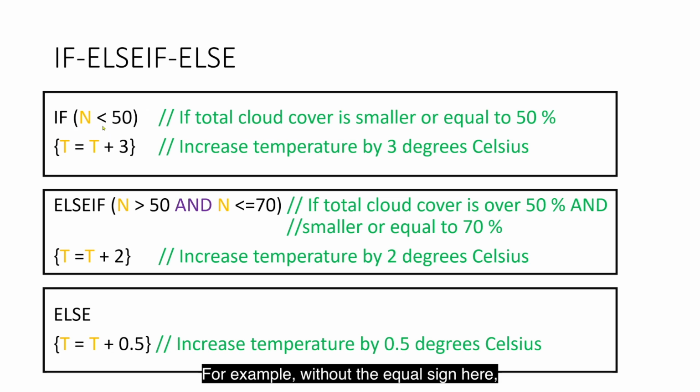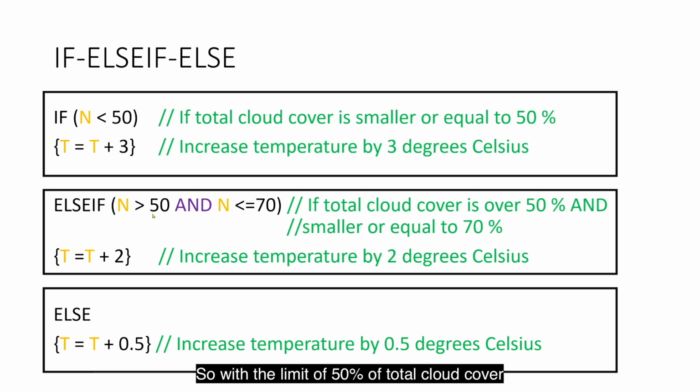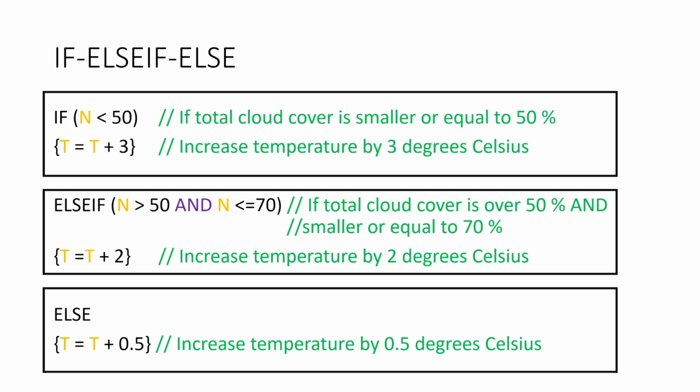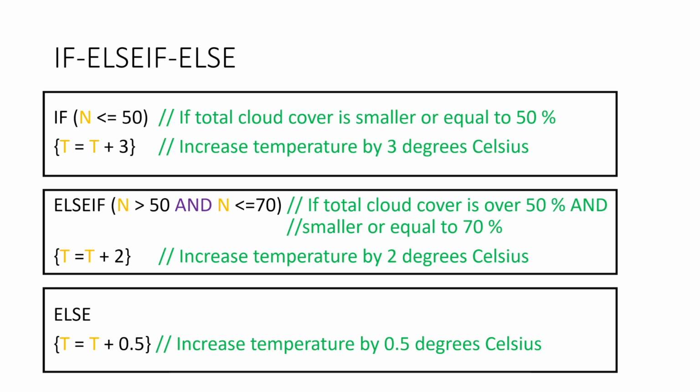For example, without the equal sign here, the value 50 wouldn't be included in either of these conditions, which means that if the total cloud cover is exactly 50, the if condition won't be fulfilled. Also, the else if condition won't be fulfilled because it's not included here. So with a limit of 50% of total cloud cover, actually the else clause would be fulfilled and the temperature would be only increased by 0.5 degrees Celsius, which is probably not what we wanted to have. So remember to include the limit value in at least some of your conditions.